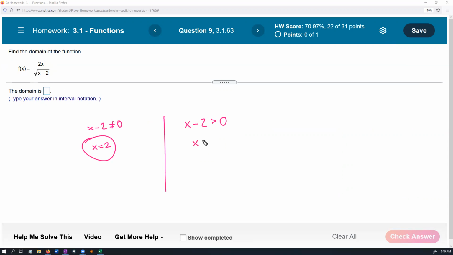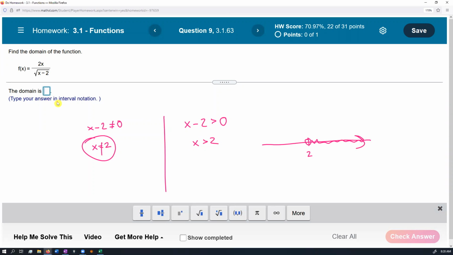And then this inequality, you just move the 2 to the other side and you get x is greater than 2. So we don't want x to be 2, but we want it to be greater than 2. So the domain here should be everything bigger than 2, not including 2. So I'll put 2 to infinity.